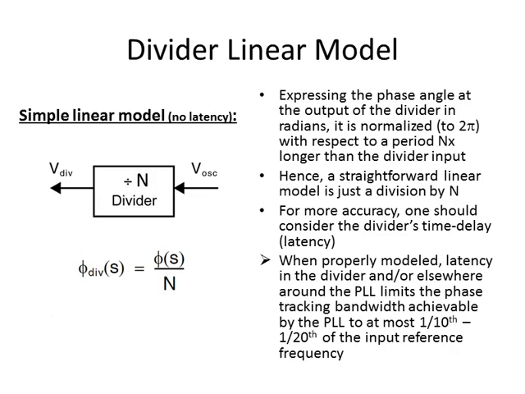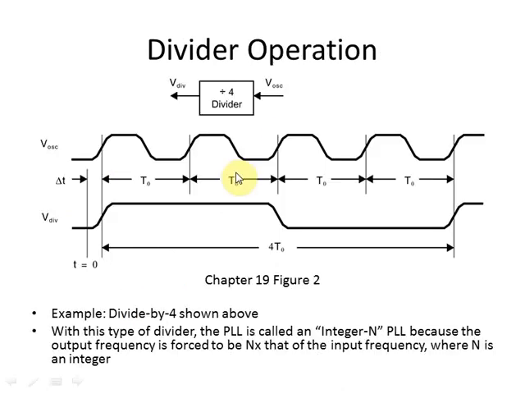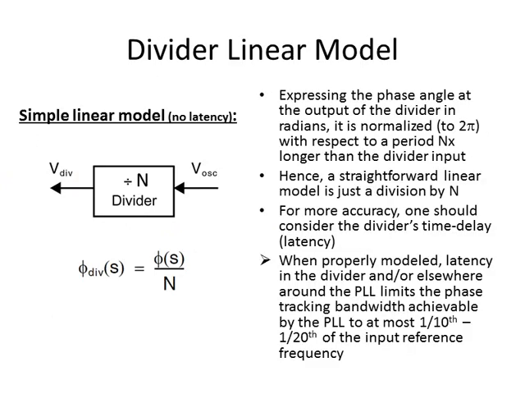So what's a linear model for our divider? Well, if we want to obtain a linear model that models the relationship between the input phase and the output phase, each expressed in radians, then, assuming the divider is operating in this very ideal fashion as shown here, so that there's very little or no time delay through the divider, basically it means that they have the same phase in terms of seconds. But if we want to express that phase in radians, then we're normalizing the output phase. So delta t is the same in both cases, but we want to express delta t in terms of radians, so we're normalizing it with respect to a period that's n times longer here at the output than it was at the input. As a result, the phase in radians is n times less at the output than it is at the input. So basically, the input phase, phi s, is divided by n in radians when expressed at the output.